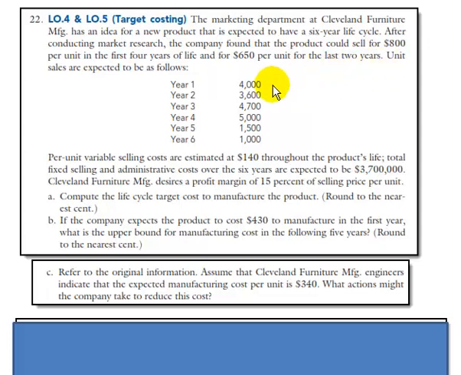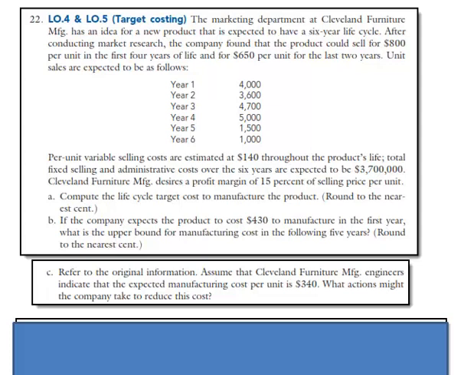And here we see table data of the number of units that they expect to sell by year. Okay, now keep reading here. It says that the per unit variable selling costs are estimated at $140 throughout the product's life. The total fixed selling and administrative cost over the 6 years are expected to be $3.7 million. Now that's in total over 6 years. And they're looking for a profit margin of 15% of the selling price per unit.